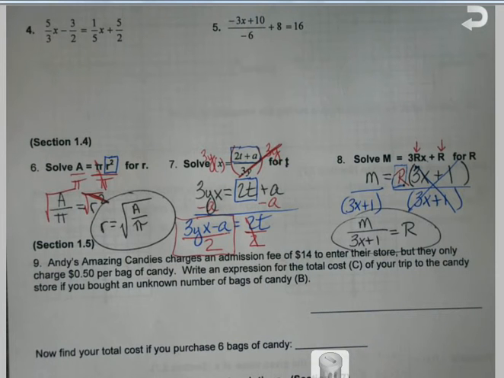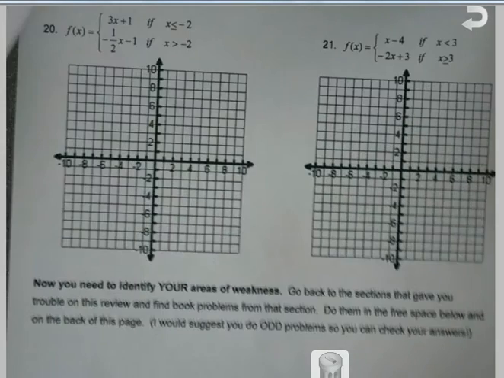What else sounds interesting? Yes, ma'am. 15. Up to the middle we go.